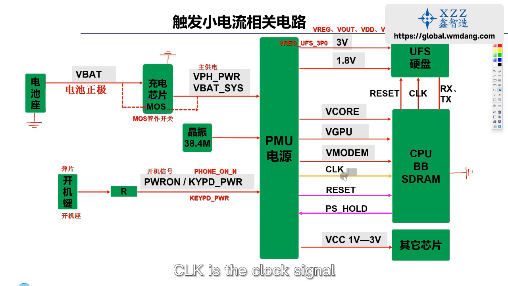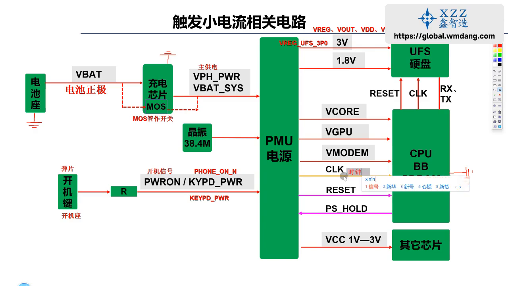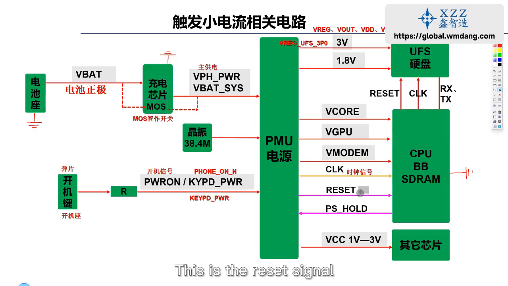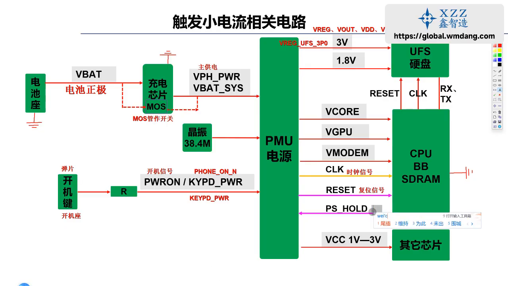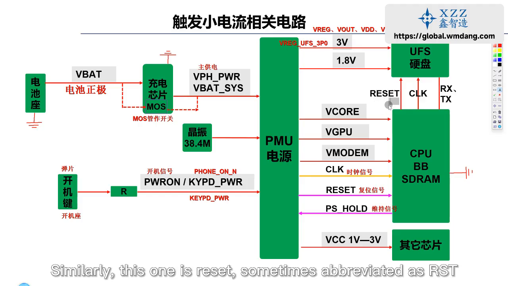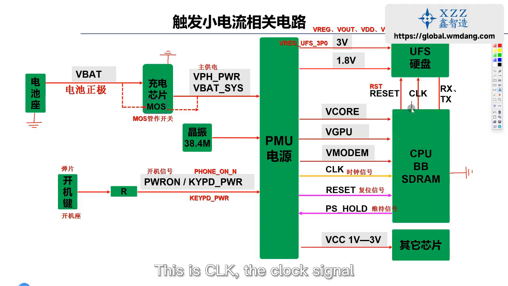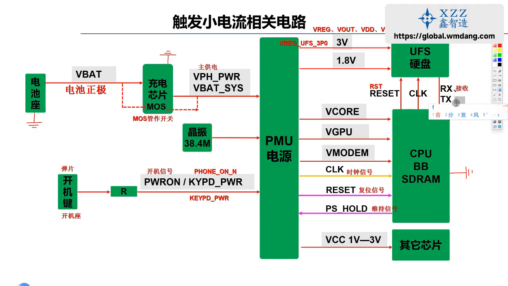CLK is the clock signal. This is the reset signal. This is the hold signal. Similarly, this one is reset, sometimes abbreviated as RST. This is CLK, the clock signal. RX is receive, TX is transmit.